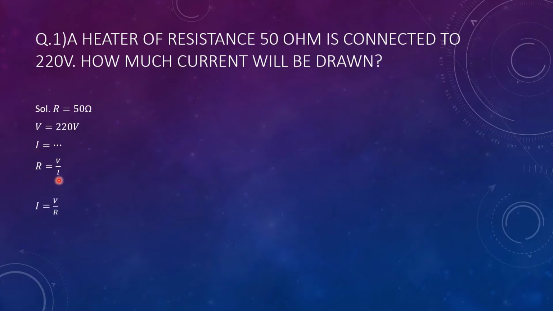Now on putting these values in the formula, I equal to V upon R. The value of V is given, R is given, so 220 upon 50. First of all, 0 will cut, 5 4s are 20, and after placing the decimal, the value of I is 4.4 ampere.